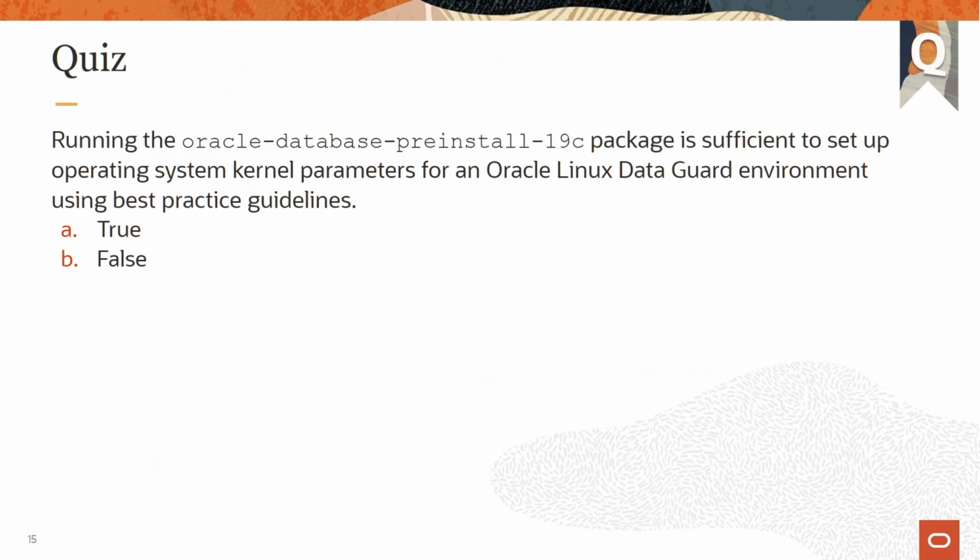Okay, so let's take a look at the quiz. Running the Oracle Database 19c preinstall package is sufficient to set up operating system kernel parameters for an Oracle Linux Data Guard environment using best practice guidelines. In our practice environment, you will notice that we have this package installed. However, for network settings like TCP socket buffer size, that's not enough when you compare with Oracle's best practice. So we have to change it manually. So the answer is false.